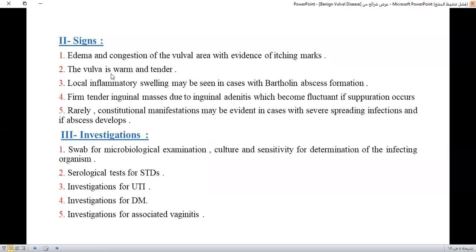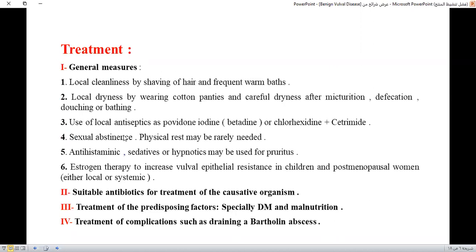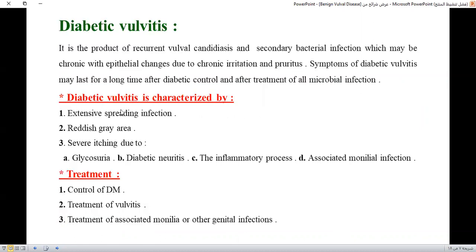The signs: edema and congestion; the vulva is warm and tender, with local swelling or mass. Investigations, we said: swab culture and sensitivity, investigation for sexually transmitted disease, urinary tract, diabetes, and investigation for associated vaginitis. General measures: local cleaning, local dryness, antiseptic, sexual abstinence, antihistaminic and estrogen therapy. Suitable antibiotic, treatment of the predisposing factor, and the last one, treatment of complications like drainage of Bartholin abscess.